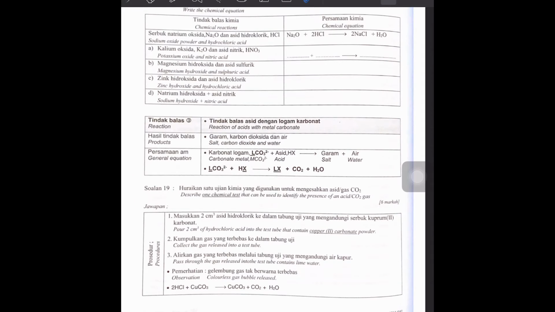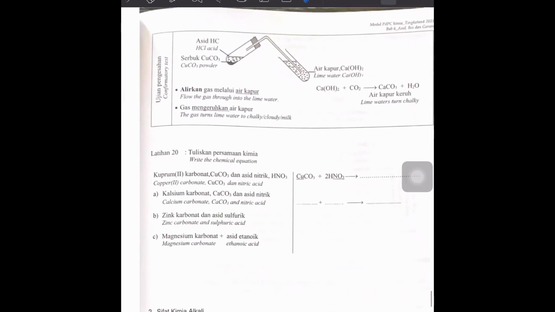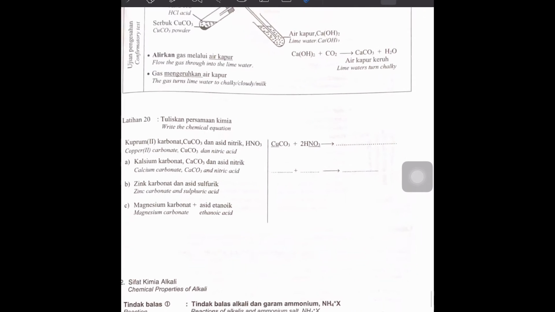And this one, the third reaction for acid. Reaction of acid with metal carbonate. Okay, so the products are salt, carbon dioxide, and water. Ini banyak sikit. Ada banyak sikit. So apa yang berlaku adalah when you put copper carbonate ataupun metal carbonate, you react it with nitric acid, you will have salt, carbon dioxide, and also water. So those are the three reactions sebenarnya.